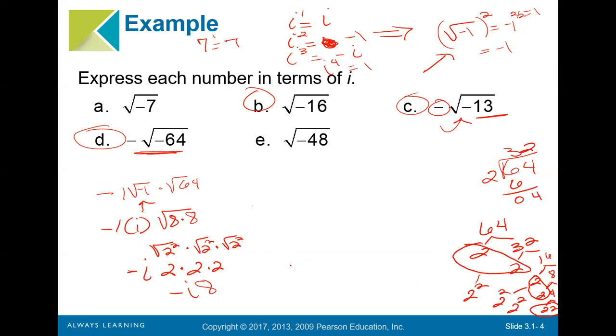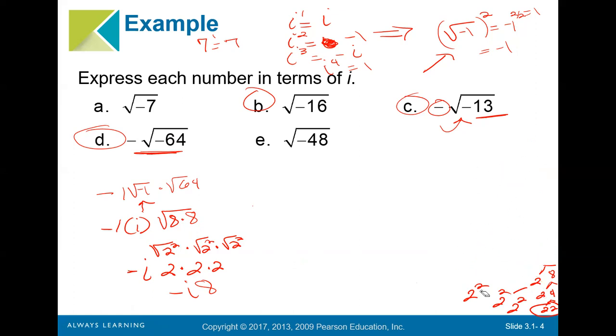Okay, now there's multiple ways of doing it. I'm just breaking it down. You do not have to do this much work. All right, so let's do E right quick. E is 48. It wasn't as obvious as 8 times 8 for 64.